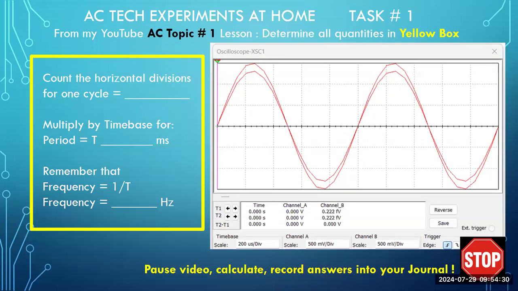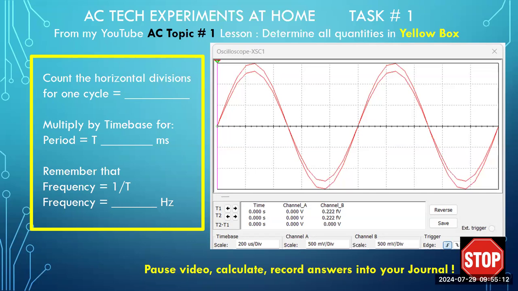Okay, we're not solving this for you, but this will hopefully guide you in the right direction. We are still solving the quantities in the yellow box, but we're going to start with period and frequency first. We won't dive right into the voltage values immediately. Based on the number of horizontal divisions for one cycle, you multiply the time base to determine something called the period, which is represented by the symbol capital T, and it's probably some quantity of milliseconds, microseconds, nanoseconds, some quantity of seconds. Then you got to remember that frequency is calculated as the reciprocal of period, and you should be able to calculate frequency.